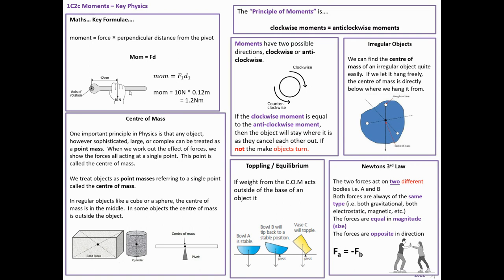If I move the hand away from the pivot point, I will get a bigger turning force. I could also apply a bigger turning force there, and that would provide a bigger moment.